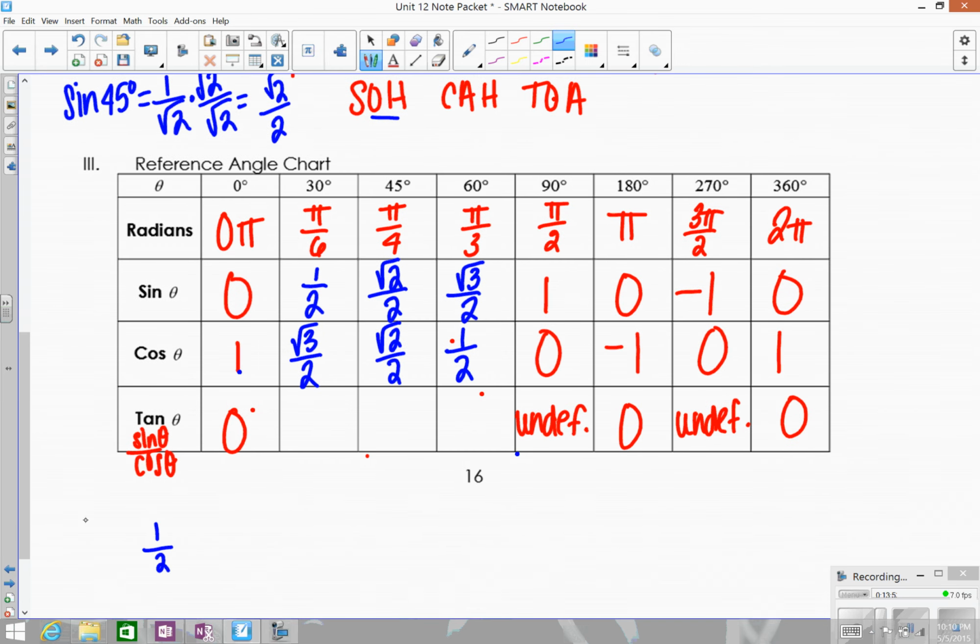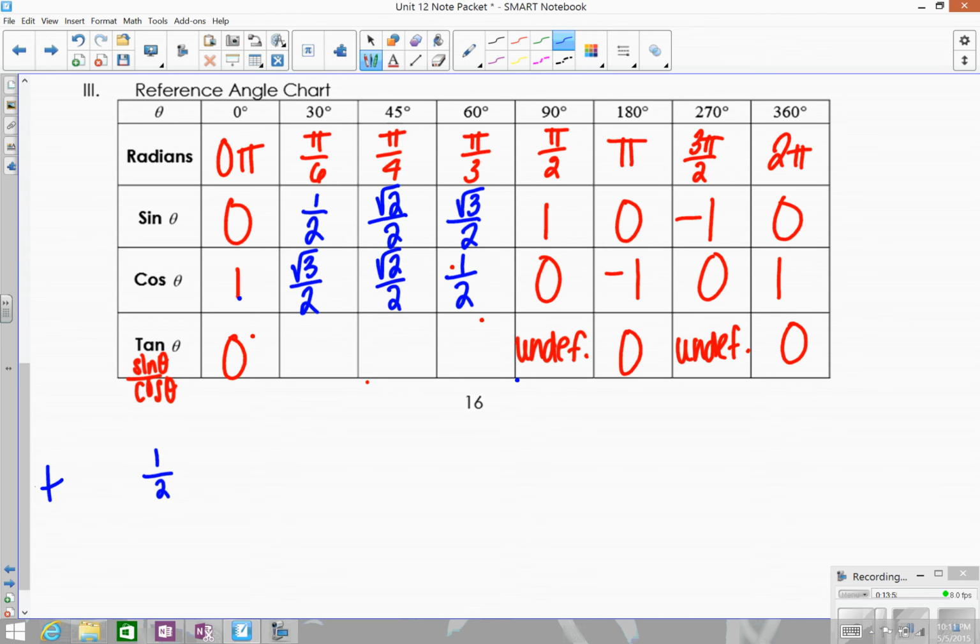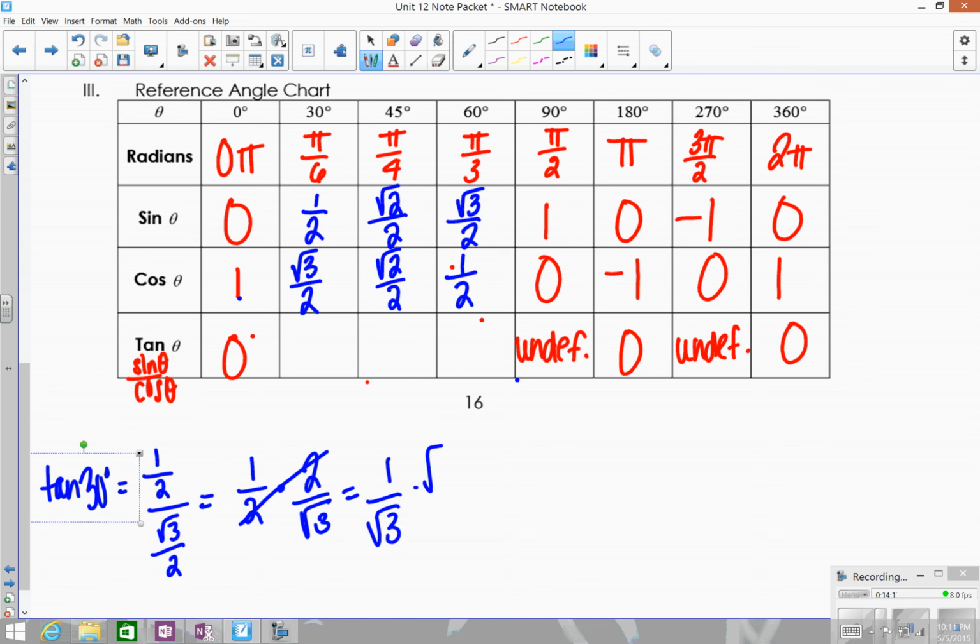So if I'm looking at, let's say, tan of 30, I do 1/2 divided by radical 3 over 2. And if you remember when you divide fractions, you keep the first one, change the sign of multiplication, flip the bottom one. So then the 2's cancel, I'm left with 1 over radical 3. But then I have to rationalize that. So multiply the top and bottom by radical 3. We get radical 3 over 3 for that one. This one, if I take something and I divide it by itself, we're going to be left with a 1.